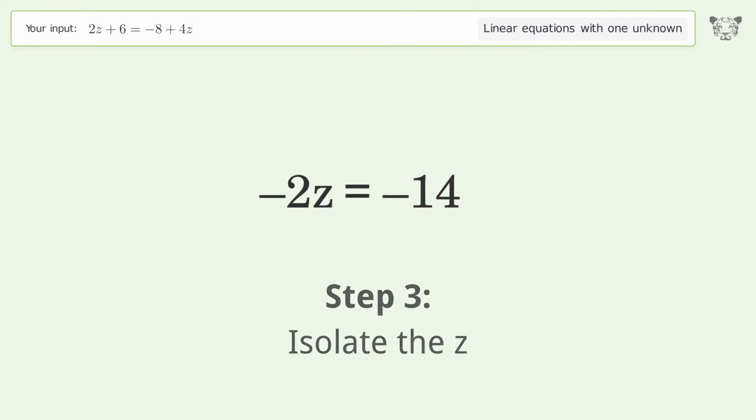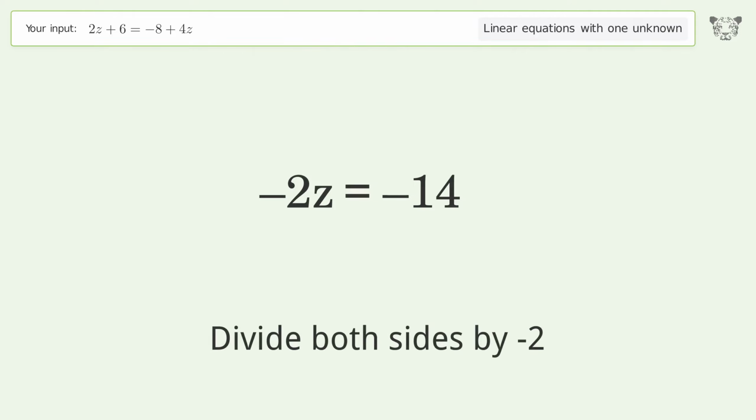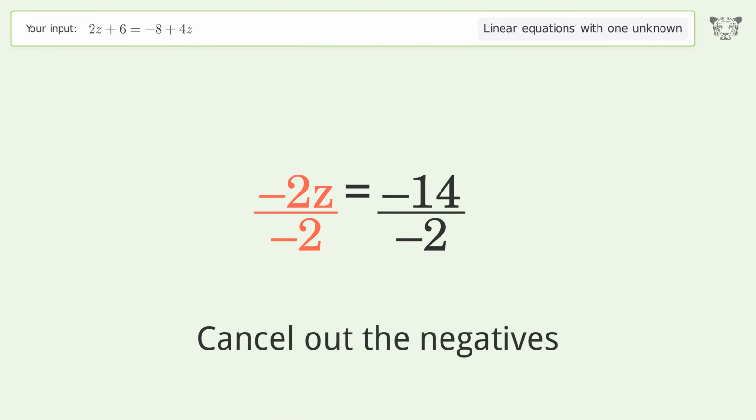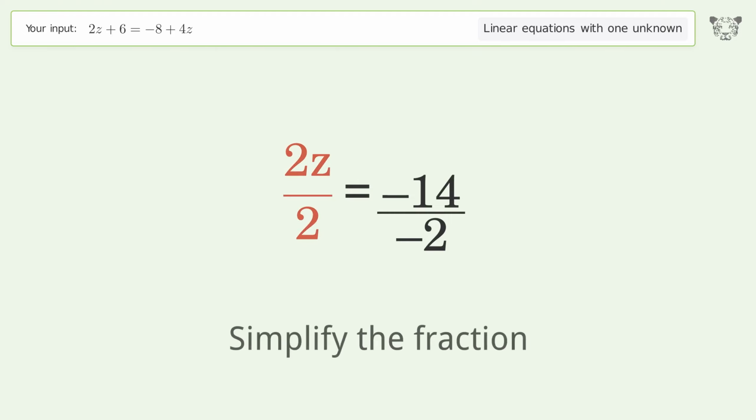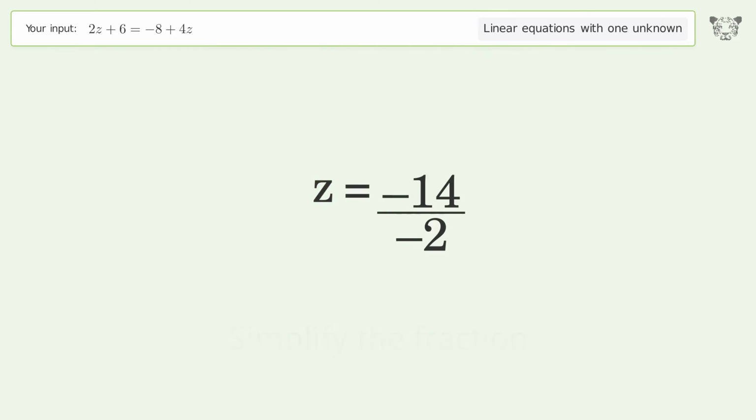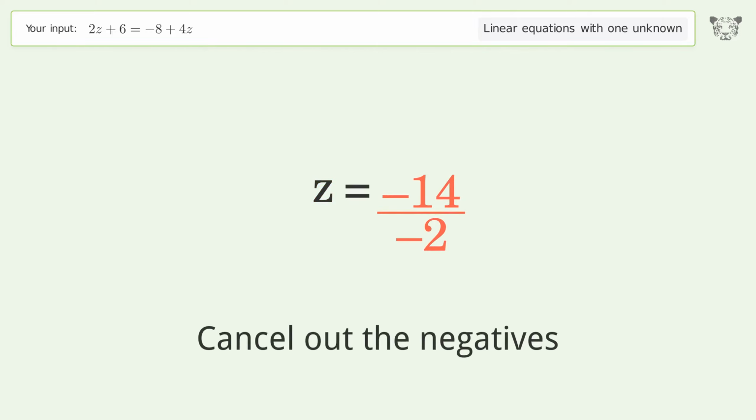Isolate the z. Divide both sides by -2. Cancel out the negatives. Simplify the fraction. Cancel out the negatives.